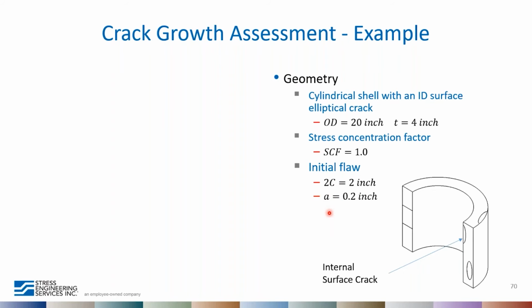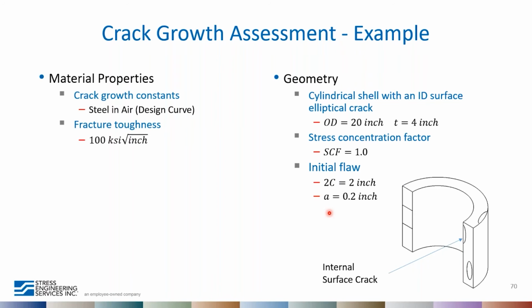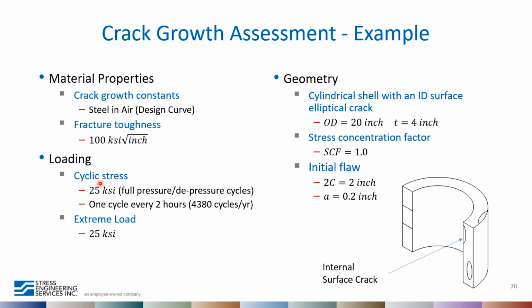This initial flaw size may represent a flaw detected in the field on an operating piece of equipment, or it may reflect just an allowable flaw size during design, a detectable flaw size. Okay, so we're using steel and air. We're using the design curves, assuming a fracture toughness of 100 KSI root inch, and we're applying cyclic stresses of 25 KSI. So this is a full pressure depressure cycle, and one every 2 hours. So that's about 4,000 cycles a year.